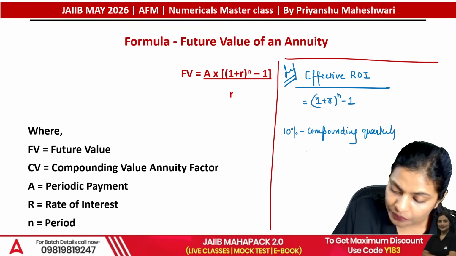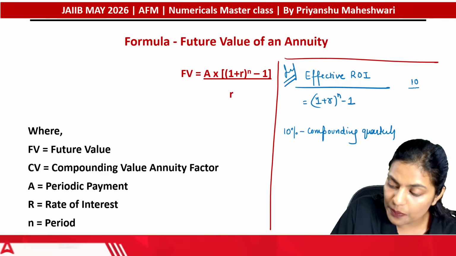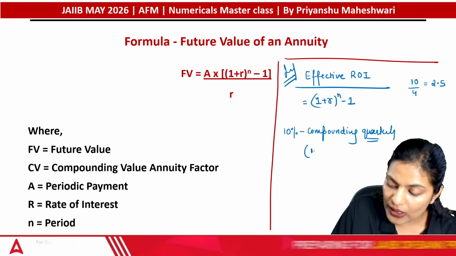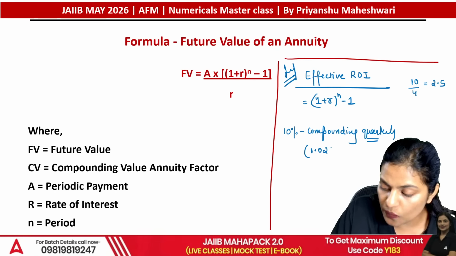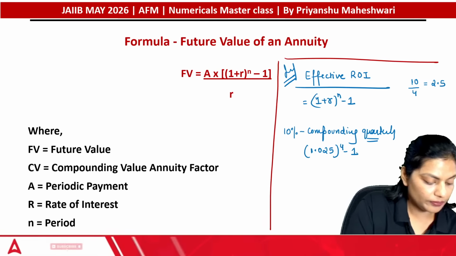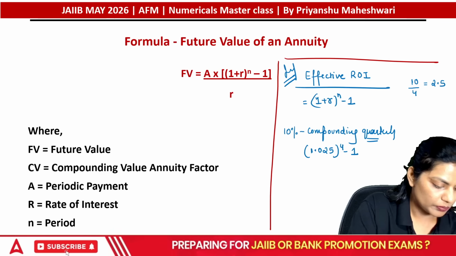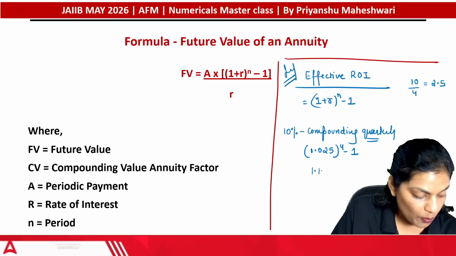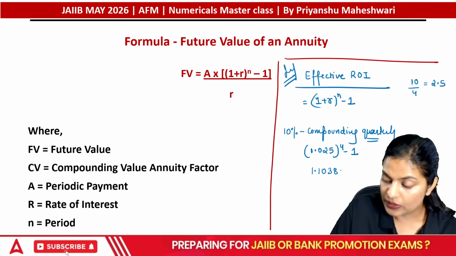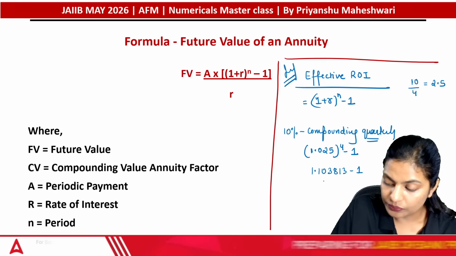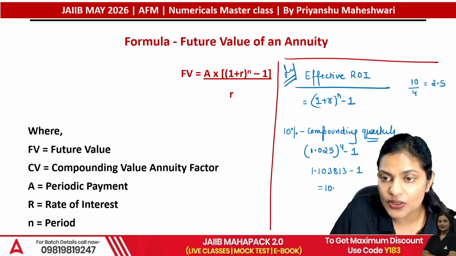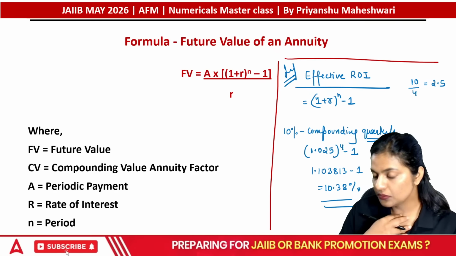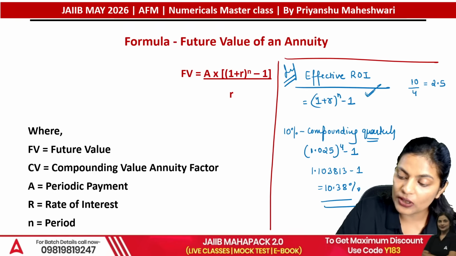How do we calculate it? Now, 10% divided by 4, because it is quarterly, that means it would be 2.5. So, 1.025 power 4 minus 1. So, this is coming as 1.1038, minus 1. So, if I convert it into percentage, it will be 10.38%. Correct? So, this is the formula for calculating effective ROI.